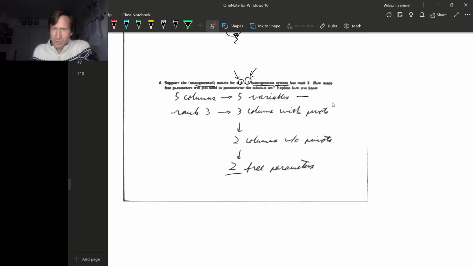So 5 variables, and 4 columns have pivots, because the matrix is rank 3. That means there are 2 columns without pivots, and so there are 2 free parameters, since every column without a pivot corresponds to a free parameter.